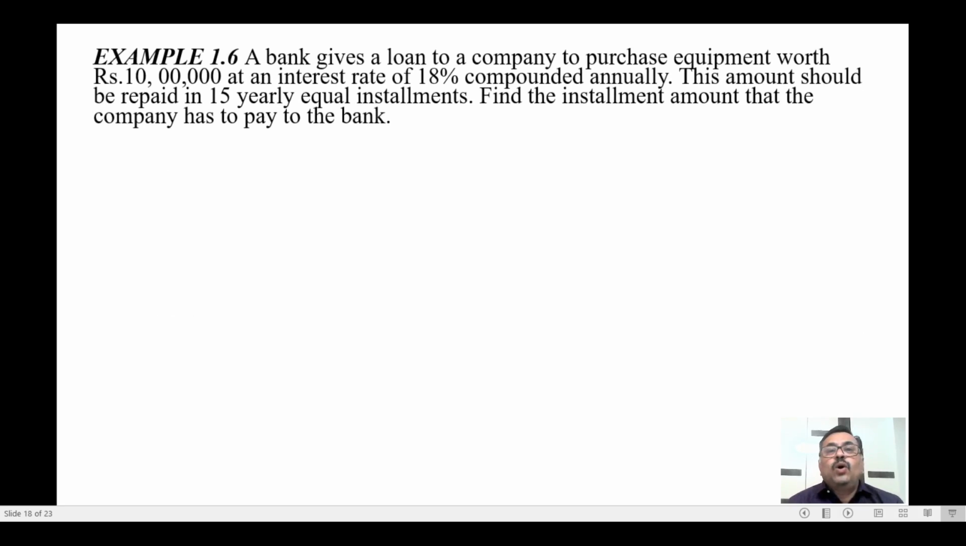A bank gives a loan to a company to purchase an equipment worth 10 lakh rupees at an interest rate of 18% compounded annually. Its amount should be repaid in 15 years. The amount of 10 lakh rupees has to be repaid in 15 years with an interest rate of 18%. What is the installment that he has to pay? That is, every month how much he has to pay to the bank.